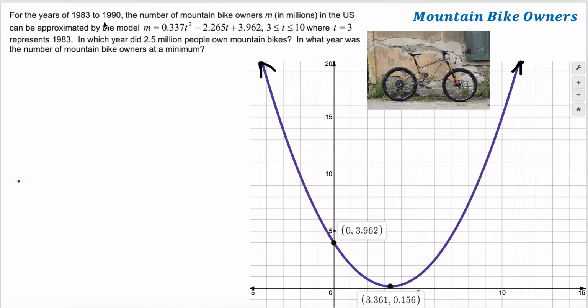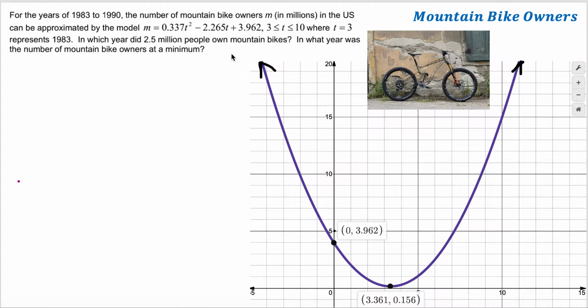For the years of 1983 to 1990, the number of mountain bike owners, M in the millions, in the US can be approximated by the model M equals 0.337 t squared minus 2.265 t plus 3.962, and t is in the interval between 3 and 10, where t equals 3 represents 1983. In which year did 2.5 million people own mountain bikes? In what year was the number of mountain bike owners at minimum?